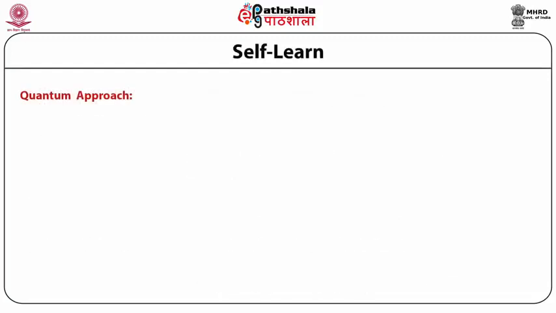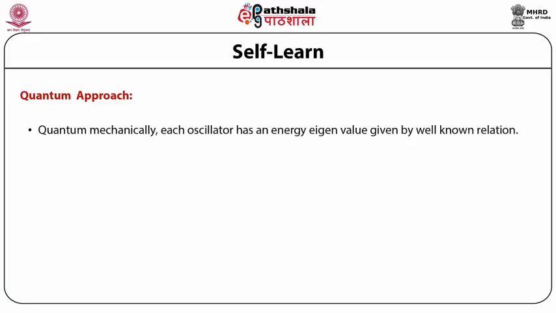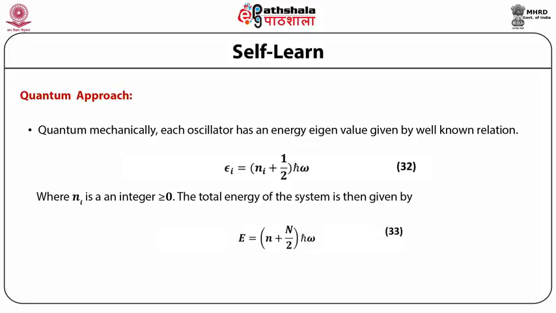Now, we will look at this problem from the quantum approach. Quantum mechanically, each oscillator has an energy eigenvalue given by the well-known relation epsilon_i is equal to (n_i plus half) h bar omega, where n_i is an integer greater than or equal to 0. The total energy of the system is then given by E is equal to (n plus N/2) multiplied by h bar omega, where small n is equal to n_1 plus n_2 plus n_3 and so on up to n_N, which is a non-negative integer.